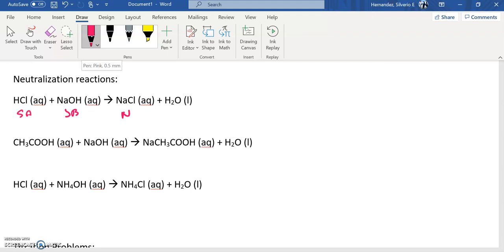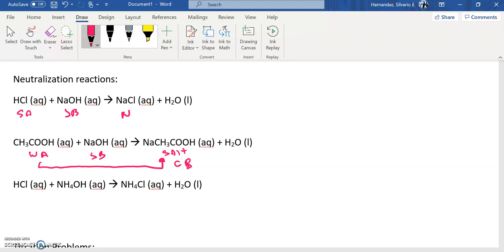And then the second equation here, we have a weak acid, acetic acid, plus a strong base. So a weak acid plus a strong base is again going to give me a salt and it's going to give me water in the form of a liquid. But what we notice here is that the weak acid becomes my conjugate base, right? So in this case, the salt is going to be basic. The production of that salt is a basic salt because it was a weak acid, now becomes a conjugate base.